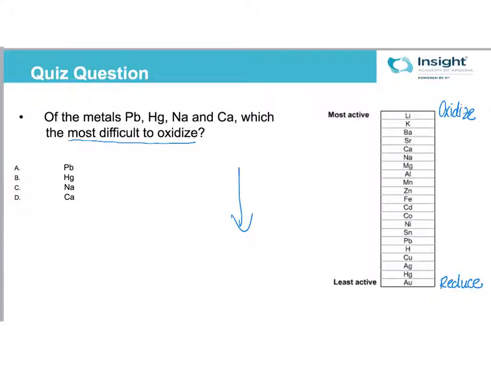So let's find all these. We've got lead, mercury, sodium, and calcium. The one lowest on the table is your mercury. And that would be the right answer there.